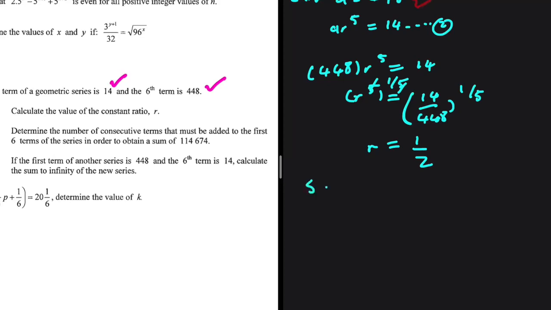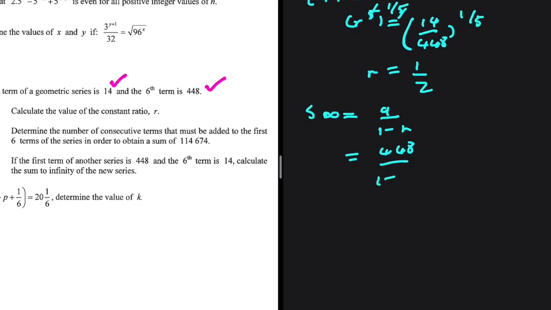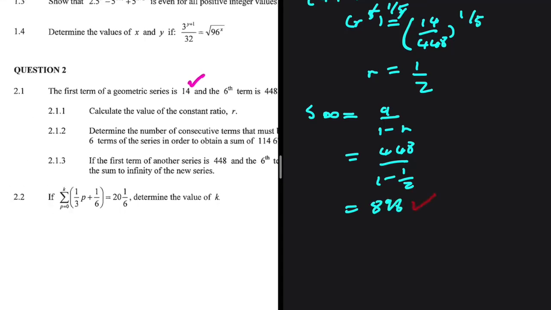So the sum to infinity will be equal to A divided by 1 minus r. A is 448, and then r is 1 divided by 2. This is equal to 896. And there we go. We have our sum to infinity.